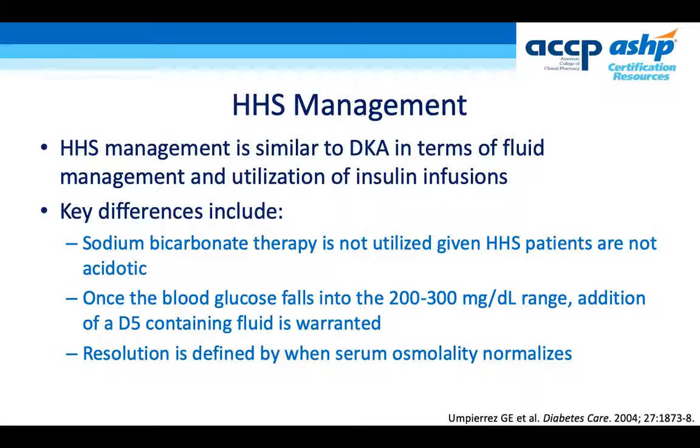When the blood glucose falls into a range of about 200 to 300, we add D5 containing fluids, so that way we don't drop them too low. And resolution is defined by when serum osmolality normalizes, since they're not acidotic, so pH wouldn't be useful. Other than that, it's really the same concepts, and most institutions, including the one that I work at, use the same insulin protocol for both our DKA and our HHS patients.